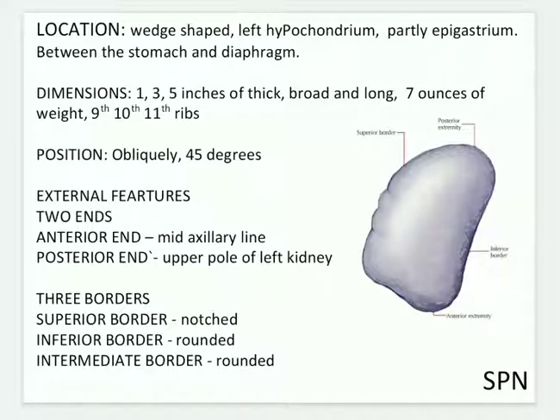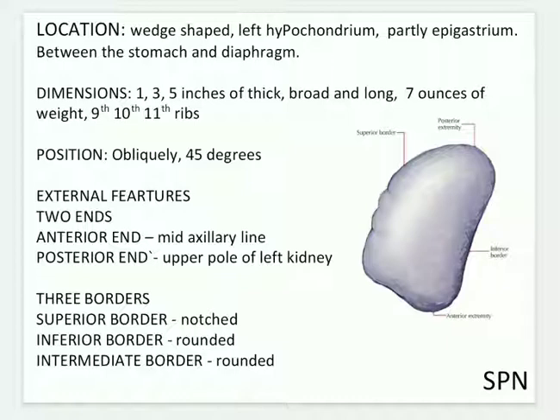And there is 7, it means weight, in ounces. And 9, 10, 11 are your ribs. Normally the spleen is not palpable. And next, position: your spleen lies obliquely along the long axis of the 10th rib, making an angle of about 45 degrees.